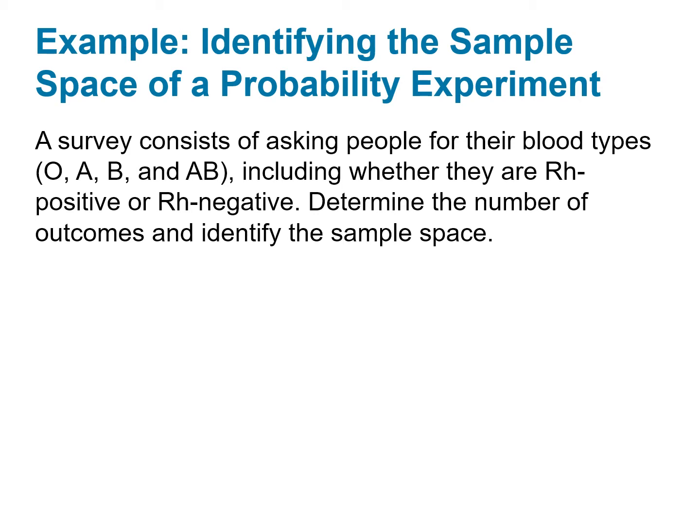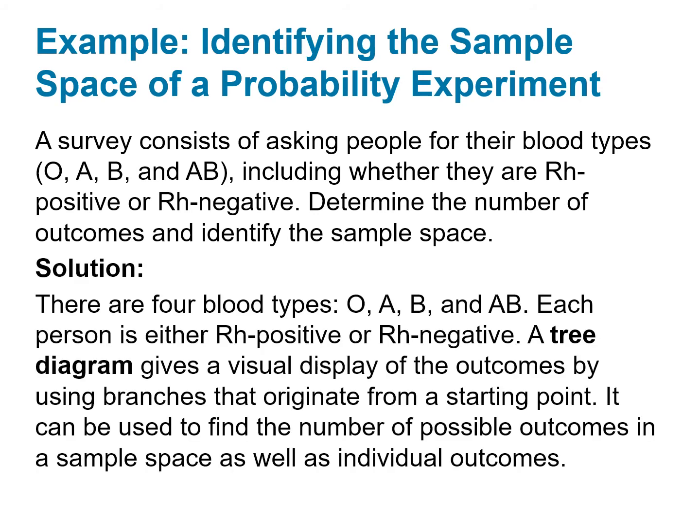All right. Well, there's 4 blood types: O, A, B, and AB. Each person can either be Rh positive or negative, so we're going to use what's called a tree diagram to give a visual display of that. It gives us a starting point and it kind of branches out, and the last branches are going to show us the actual sample space.